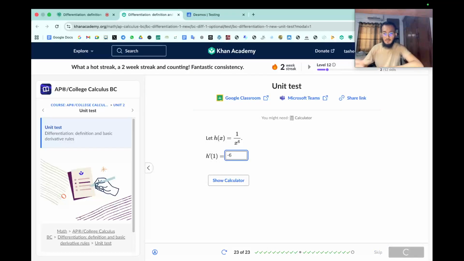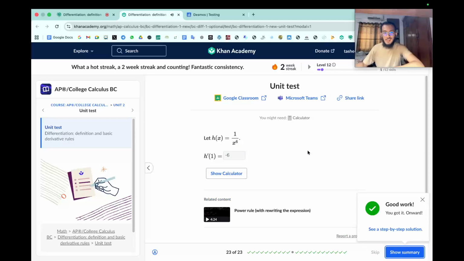That's it. That marks the end of this unit test.